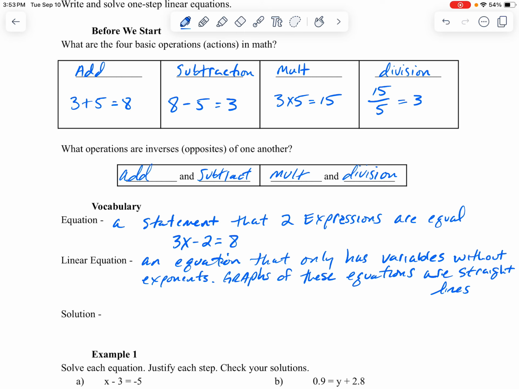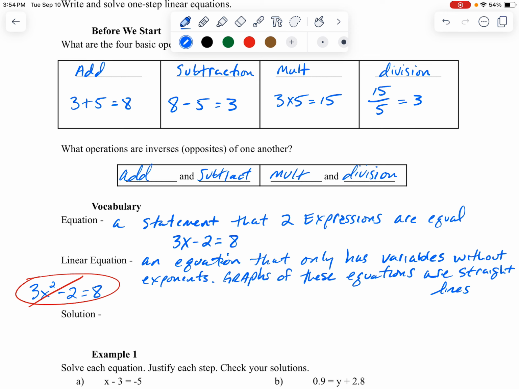So when we talk about our variables having exponents, we would mean something like this. The example up above is a linear equation. And then something like this, if I had 3x with an exponent on it, like that little 2 up there, 3x squared minus 2 equals 8, this would not be a linear equation because of that exponent. We're not going to deal with exponents until maybe the very end of the year.